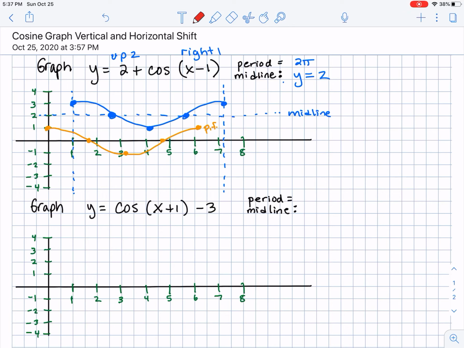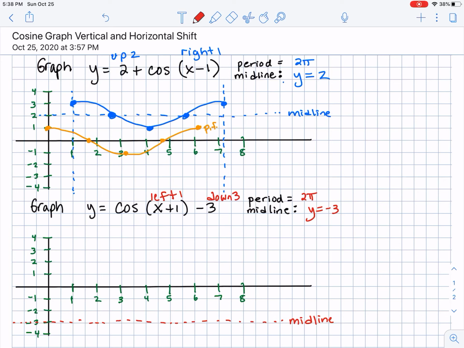So what does this indicate? Well, this indicates I'm going left 1 and down 3. So I'm basically taking the parent function and moving every single point left 1, down 3. The period is going to be 2 pi, and our midline is going to be y equals negative 3. So let me go ahead and put that midline in. Here is our midline.